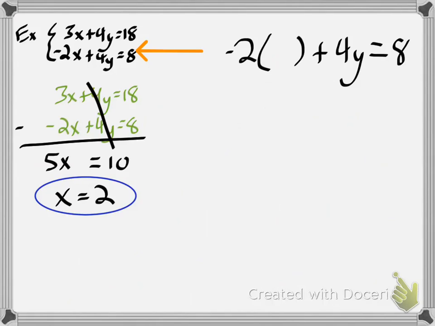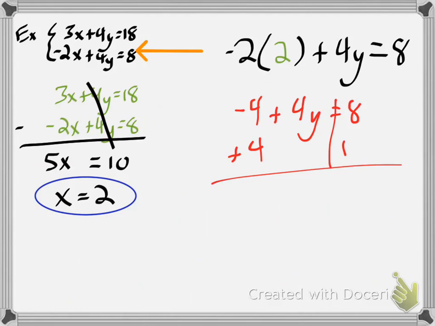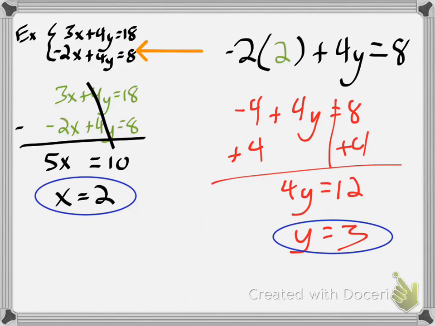Alright, here I've rewritten the equation. I'm going to plug my x in, my 2, and I get negative 2 times 2, which is negative 4, plus 4y equals 8. Add 4y to both sides. Not 4y, I'm sorry. Add 4 to both sides, and you get 4y equals 12. So you should know that y equals 3. So there's our ordered pair. 2, 3. It's pretty easy.